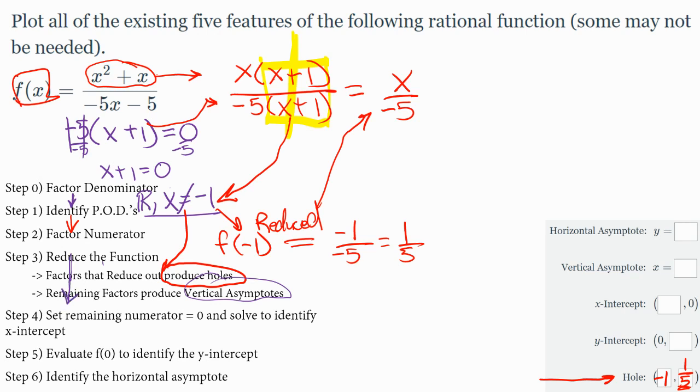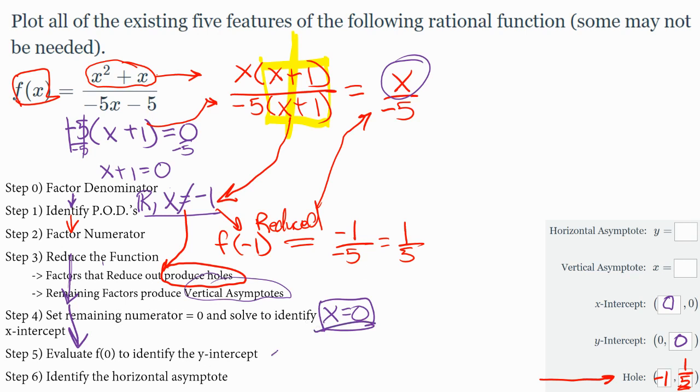So now we take the numerator, which is just x, and set that equal to 0 and solve. Well, it's already solved. There is an x-intercept at x equals 0, which means that the y-intercept will also be 0. Because if the x-intercept is at 0, the y-intercept is the origin. So we don't even have to do any work here for step 5. It's already done for us, because if I plugged in 0, it'd be 0.